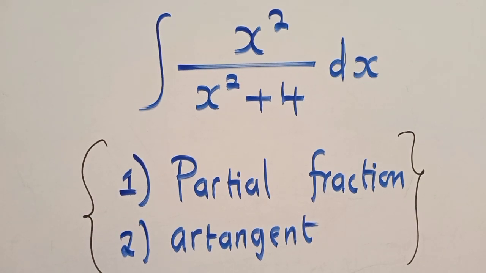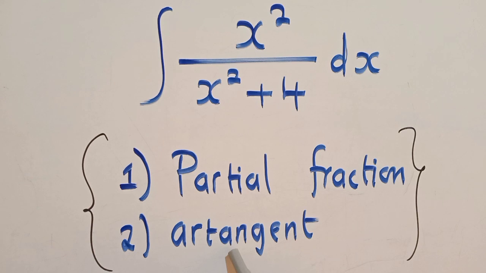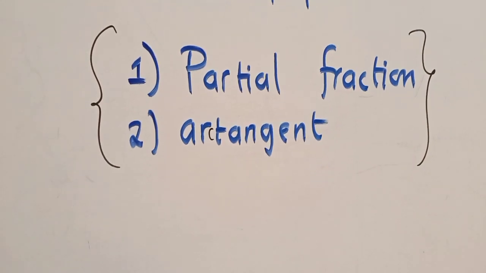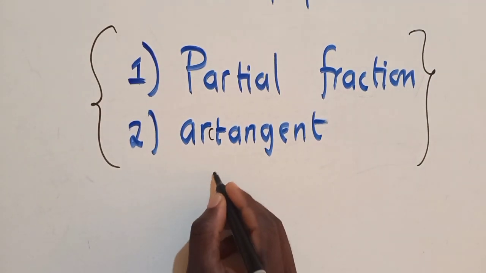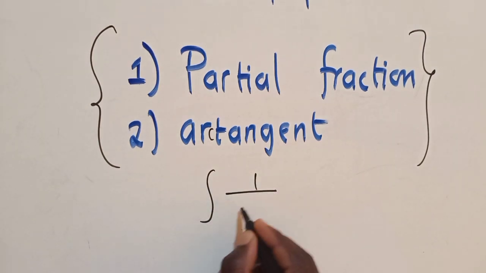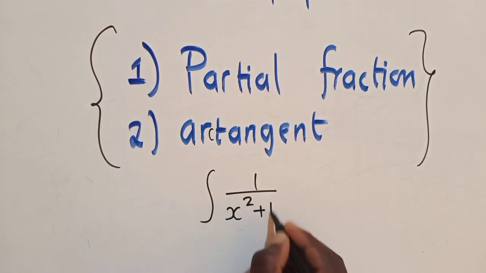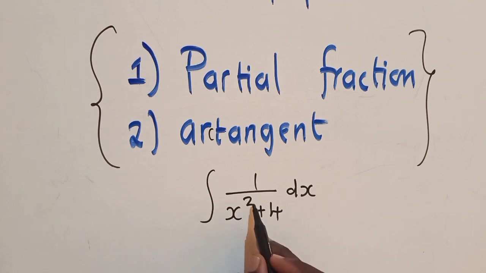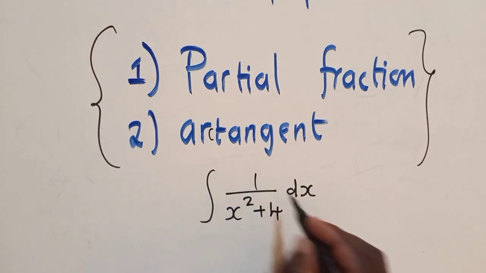The next thing is arctangent. Arc, there must be a C here. Arctangent. So for arctangent, let me just give an example. When you've been asked to integrate something like this, look very carefully. This is where we apply arctangent. When you see a power 2 plus a constant here, we use arctangent.